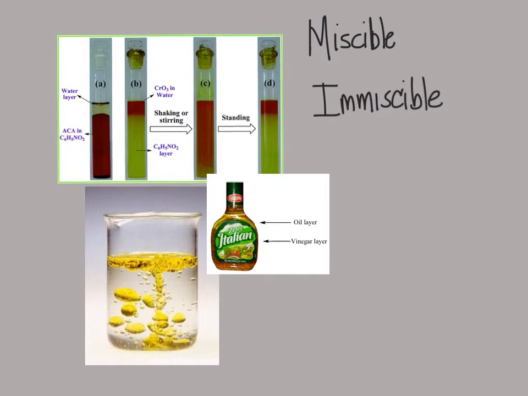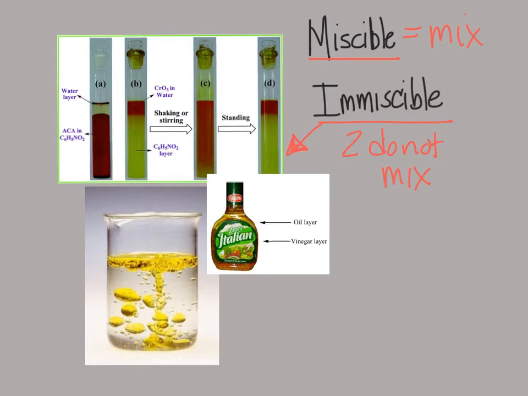One last set of terms for our factors affecting solubility. You have miscible and immiscible. And I'm showing you several images here of immiscible. Immiscible is where the solute and the solvent do not mix. So the two do not mix. They are immiscible. Miscible is when they mix.